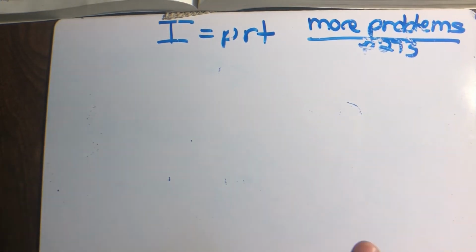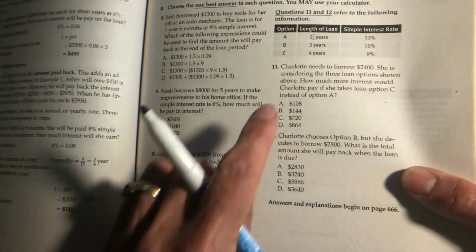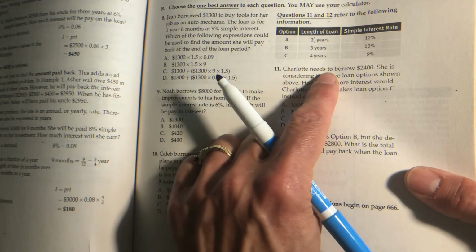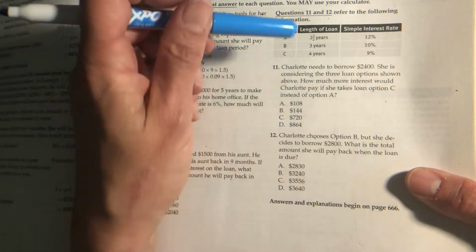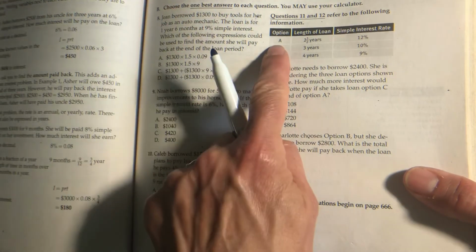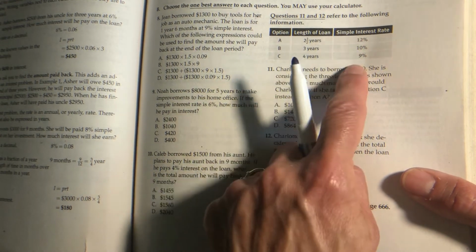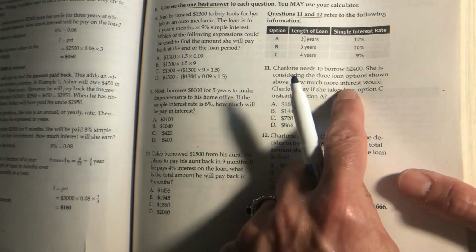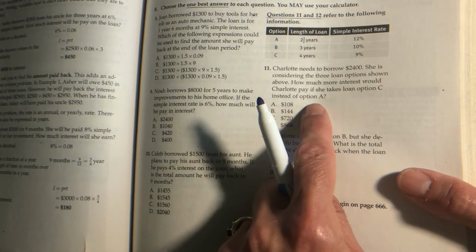Now, last one we're going to do together is number 11. It's got a chart on there. Number 11, Charlotte needs to borrow $2,400. She is considering the 3 loan options shown above. Here's your options. So you got A, 2.5 years, B, 3 years, and so on, okay? How much more interest would Charlotte pay if she takes loan C instead of A?